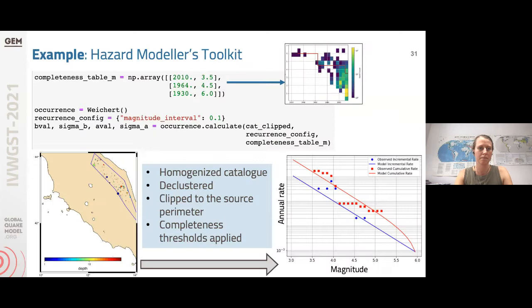So providing an example that gets us from the catalog to the MFD, this is a little snippet of code written using the Hazard Modelers Toolkit. It takes a completeness table, a defined algorithm for computing the MFD, and the catalog declustered and clipped to an area source. It runs it through the code and produces a magnitude frequency distribution that can be assigned to the source.